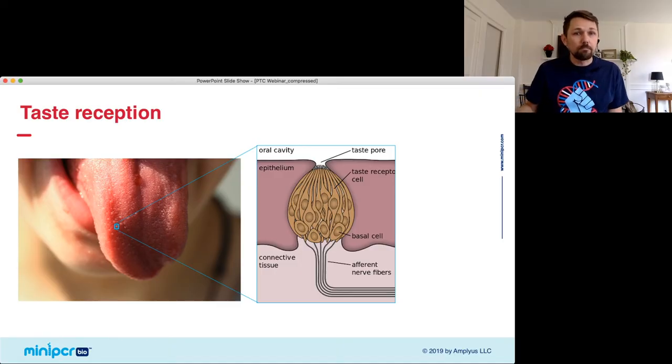Just a quick note, there are other types of papillae. There's more taste receptors along the side of your tongue, along the back of your tongue, and also some in the sides and the back of your mouth.